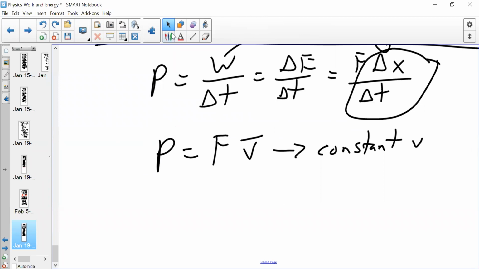And again, your power is in watts. That's kind of it on the power introduction there.